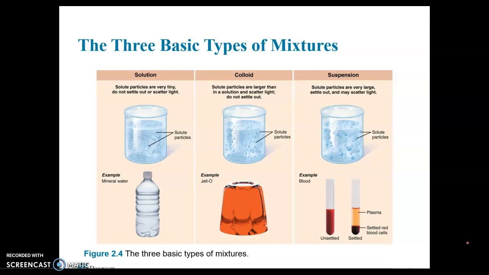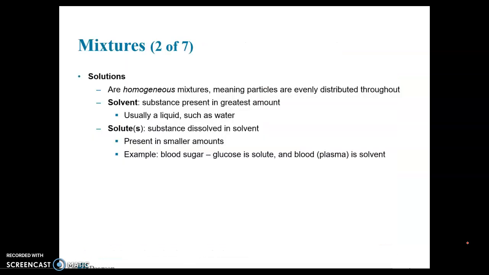Now, plasma still has dissolved particles in it, so the plasma itself is a solution with water as the solvent, and the solutes would be things like sodium ions and there's so many nutrients such as glucose and amino acids, different things like that.